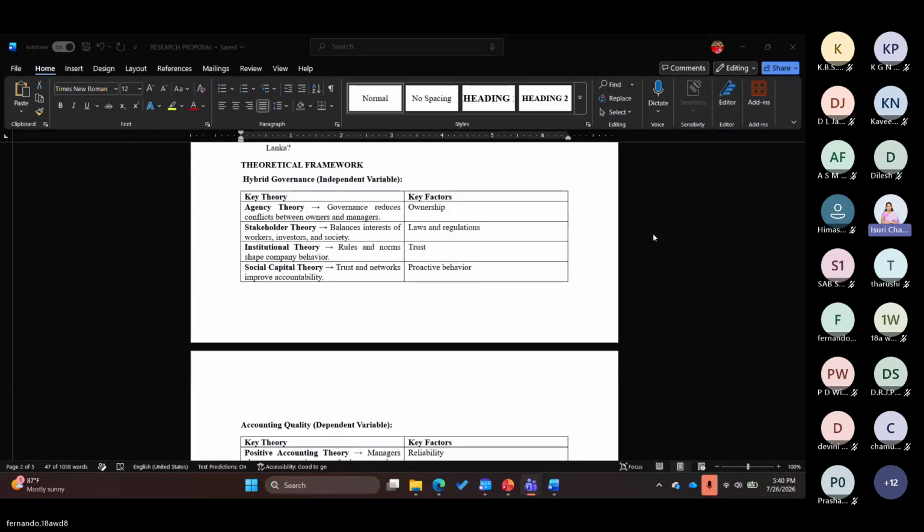Hybrid governance is your main independent variable. It's clear. Under that one, you have sub-independent variables also. Am I correct? Yes. So then what you want to test? Ownership on sustainable accounting practices, right? Laws and regulation on sustainable accounting practices. Trust on sustainable accounting practices. Proactive behavior on sustainable accounting practices. Last one, reliability on sustainable accounting practices. Is that correct? Yes, madam.